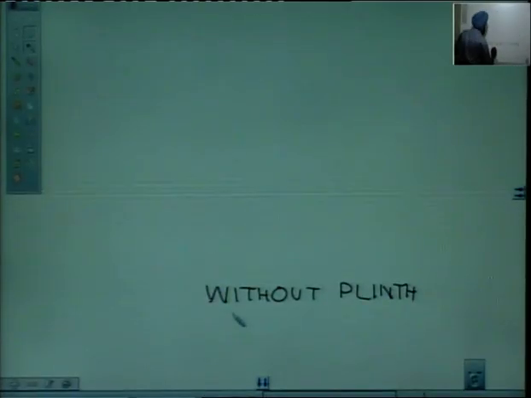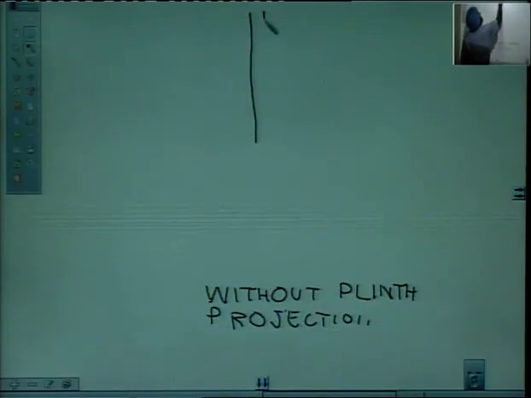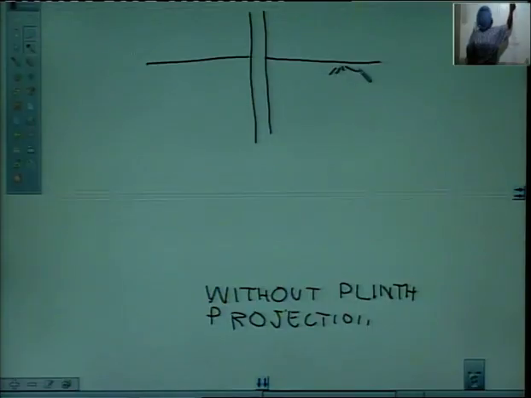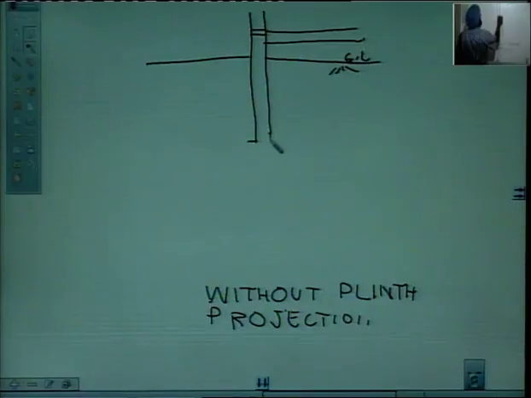Plinth projection. So, here we are having no projection, plinth projection. Plinth is just like this, let us say this is ground level. So, here is DPC and here is my floor, ground level, and this is foundation.